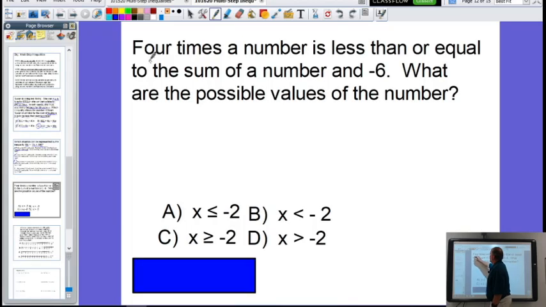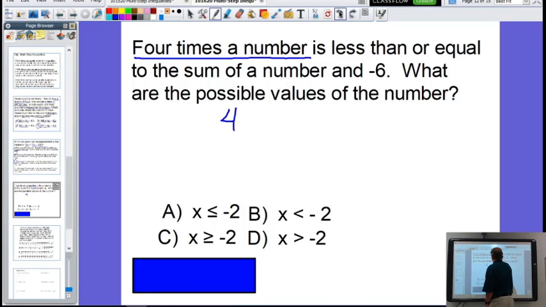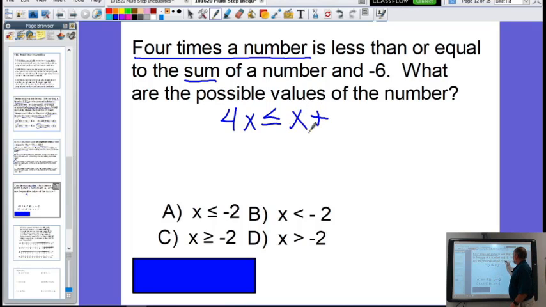Okay, so it says 4 times a number. So that number then becomes our variable. And we want 4 times the number, so that means it's going to be 4n or 4x. I guess they're using x in the thing down here, so we're going to say 4x is less than or equal to the sum. Well, sum means that I'm going to add. Well, what am I adding? The sum of a number and negative 6. And you put those in the order that they appear when you do that. It says, what are the possible values of the number?